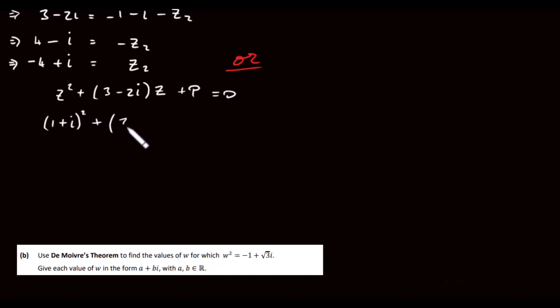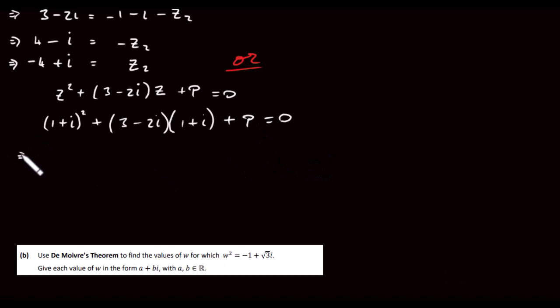So our original equation was z squared plus 3 minus 2i times z plus p is equal to 0. Remember, this is the second way of doing it here. So we can substitute in 1 plus i for z. We were told that 1 plus i is a root, so we can just stick it in there. Then we have 3 minus 2i times 1 plus i, and then we have plus p is equal to 0. So we have everything in there except p, so we should be able to isolate p.